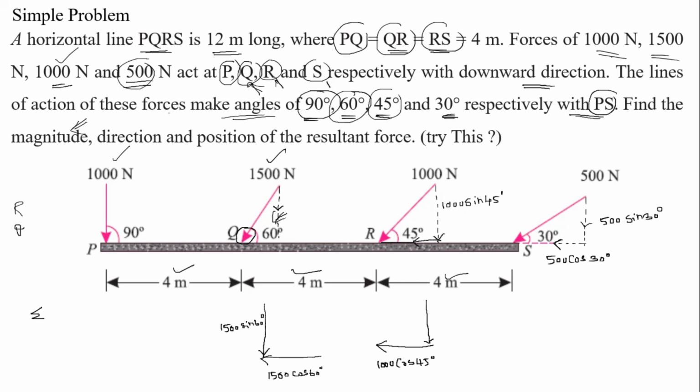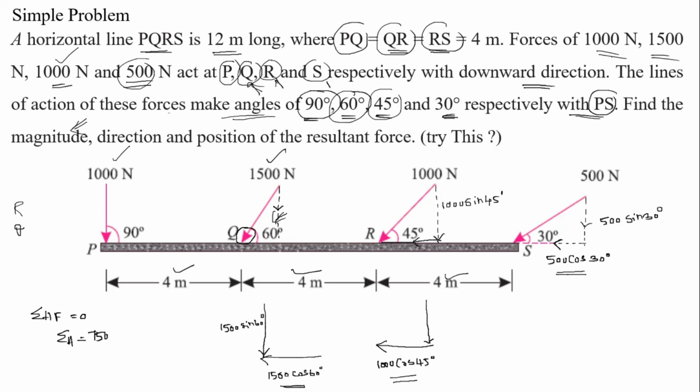Now the sum of horizontal forces. For the first force there is no horizontal force. For the second force, the force is acting to the left, the horizontal force at point R is acting to the left, and the last one is also acting to the left. So sum all these forces to get the horizontal forces. Sum of horizontal forces is 1500 into cos 60 degrees, which is equal to 750.